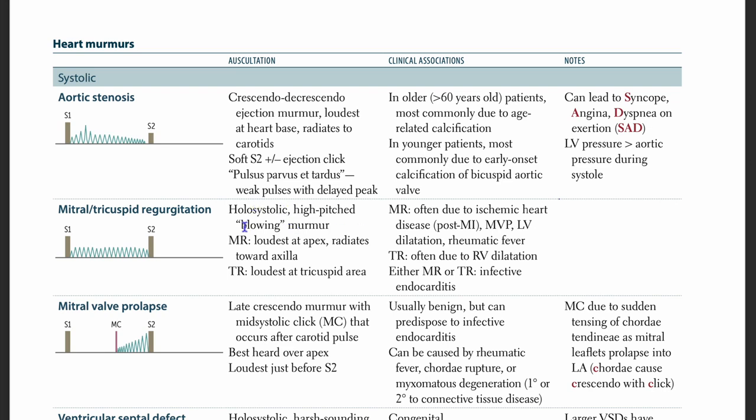Okay, so how's this: high pitched blowing murmur, MR, loudest at apex, radiates towards axilla, right? That's a buzzword for mitral regurgitation: axilla.